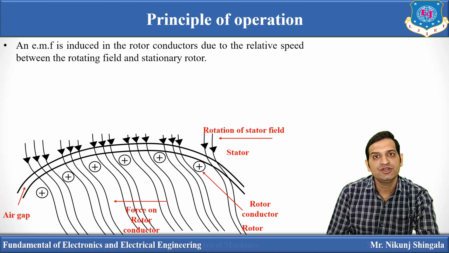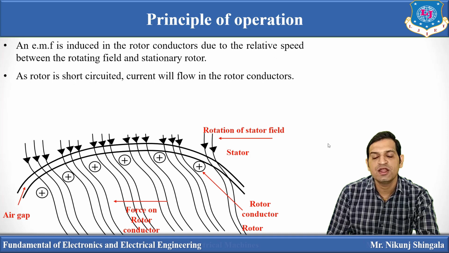If the magnetic field is stationary and the rotor is stationary, then no EMF gets induced. So the cause of EMF induction is relative speed between the rotating field and the stationary rotor. Now as the rotor is short circuited, as we have already discussed in the previous video lecture, current will start to flow in the rotor conductor.